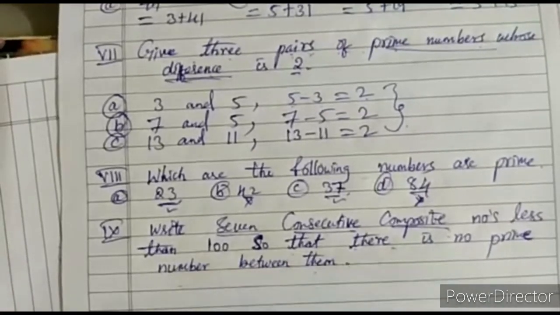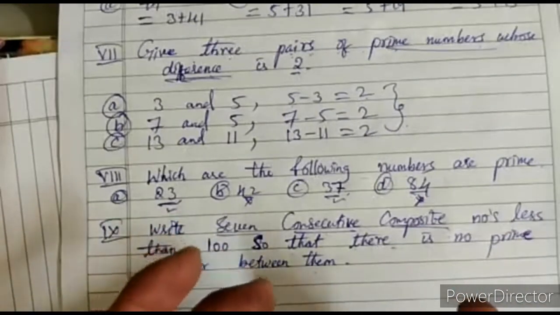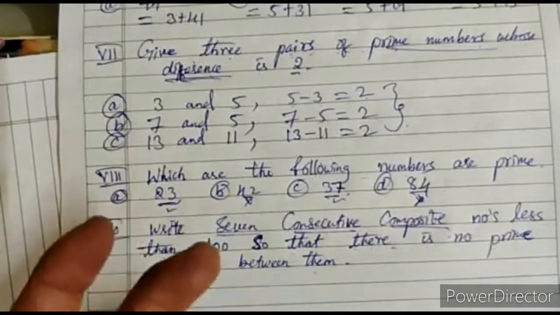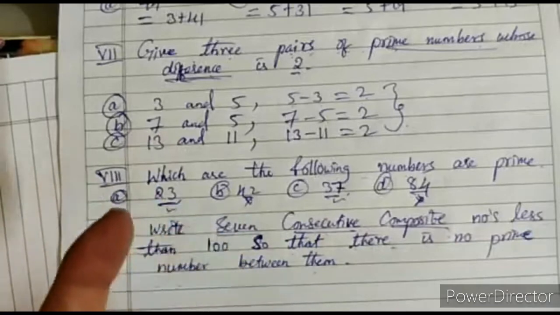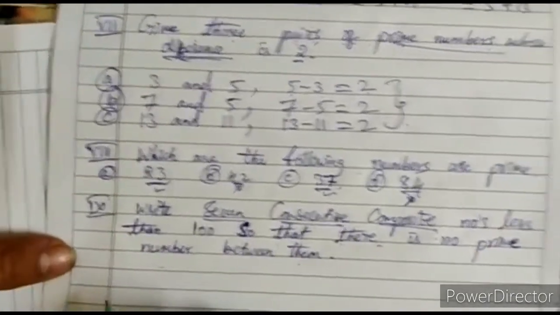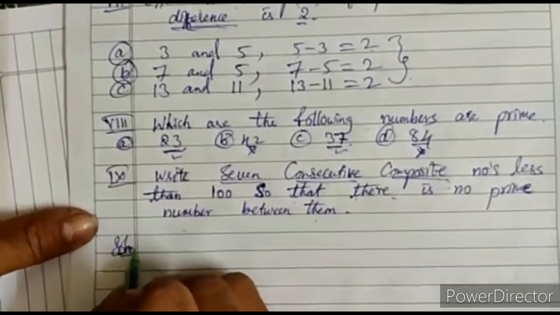So 17 after 19, a difference of 2. 19, 20, 21, 22, 23: only 3. After 23: 24, 25, 26, 27, 28, 29, the difference is 5 only. The difference between these prime numbers is 5 only. What is the maximum? I will explain that in the answer solution.